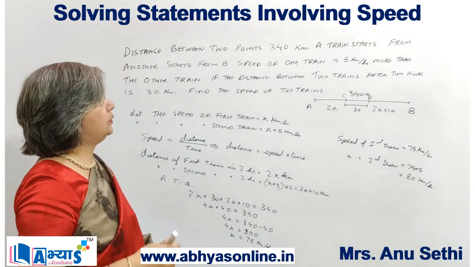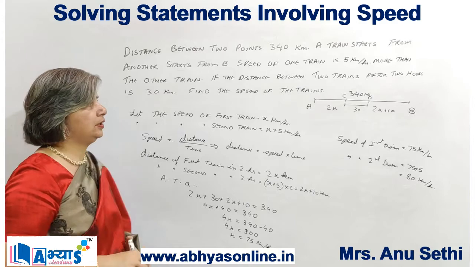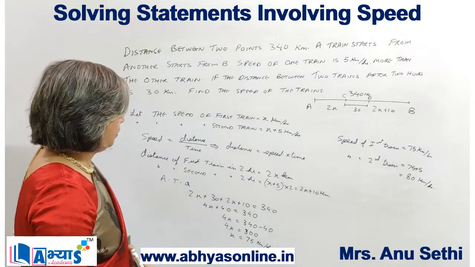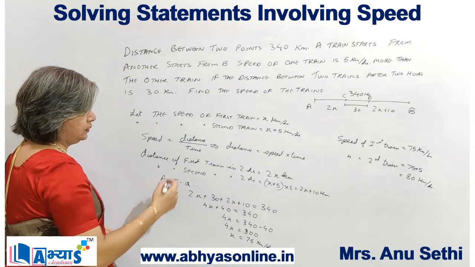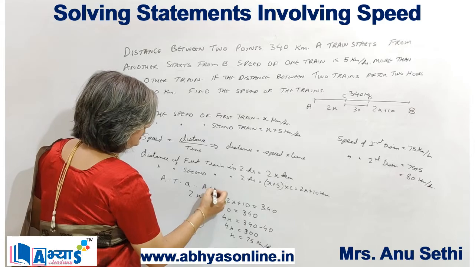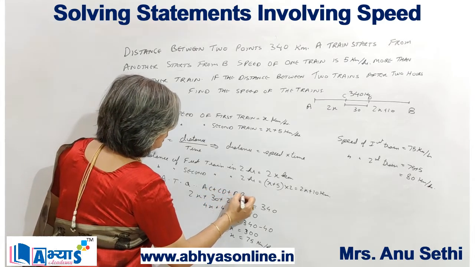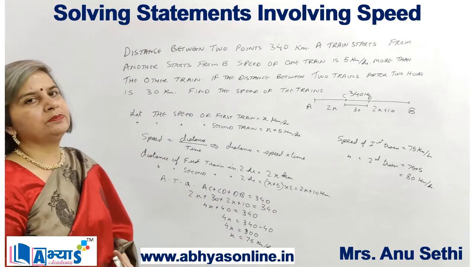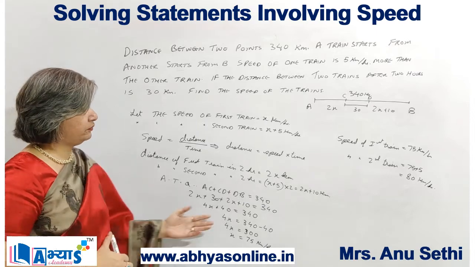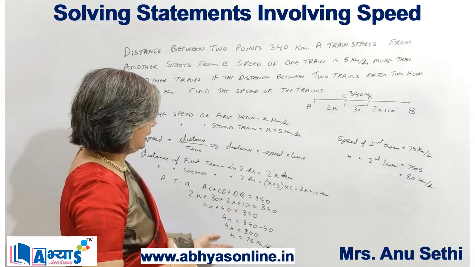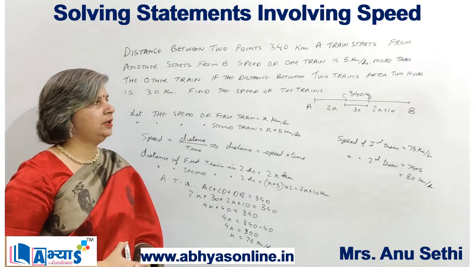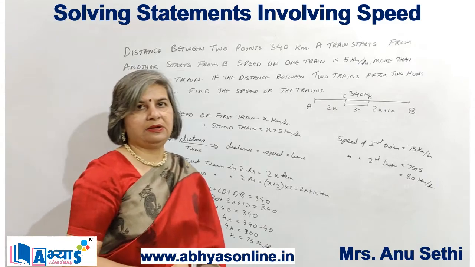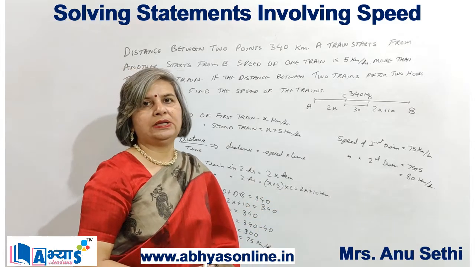And we know that after 2 hours the distance between the two trains is 30 kilometers. That means the distance between C and D is 30 kilometers. So according to the question, the distance AC plus CD plus DB is equal to 340, or 2x plus 30 plus 2x plus 10 is equal to 340, and on solving the equation I get x is equal to 75 kilometers per hour. That means the speed of the first train is 75 kilometers per hour, and the speed of the second train will be 75 plus 5, that is 80 kilometers per hour.